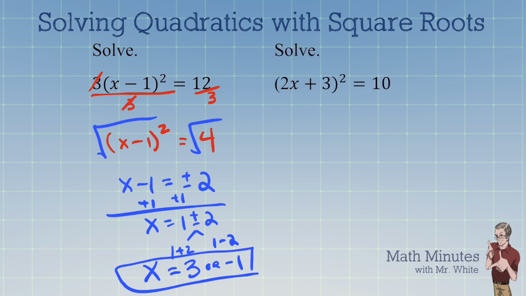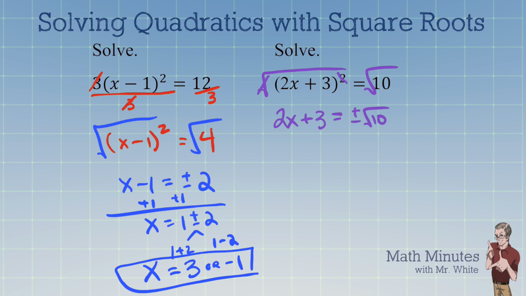All right, now on the right side of your screen, you see a new example. Can we add or subtract out of there? We cannot subtract 3 because that's inside that parenthesis. Can we divide by 2? No, that's also inside the parenthesis. So let's square root right from the beginning so that we cancel this square, and we're left with 2x + 3 equals, and then we're going to square root the right side. That's plus or minus the square root of 10.